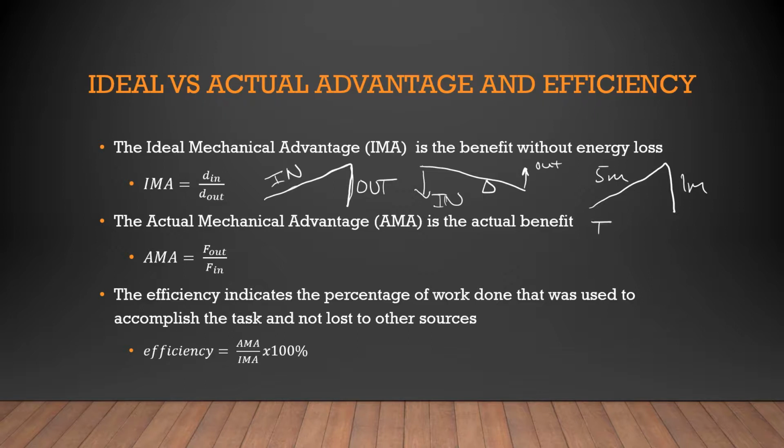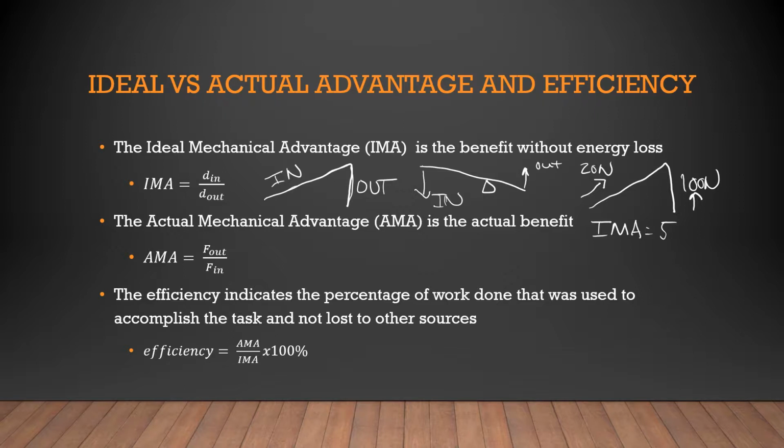Well, that would be an IMA of 5 is what we'd be hoping to get out of that. Meaning that if we have to lift an object that is 100 newtons, is the normal force we'd have to lift up. Using this ramp, we would only have to actually apply 20 newtons worth of force, ideally.